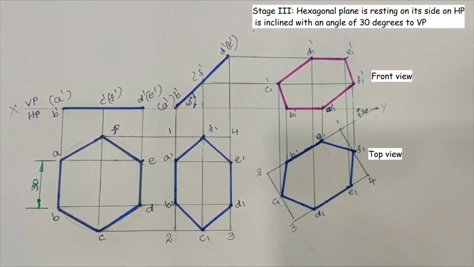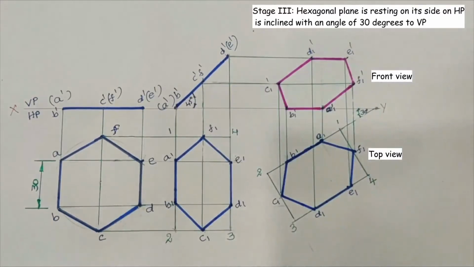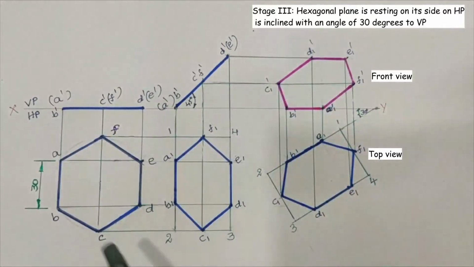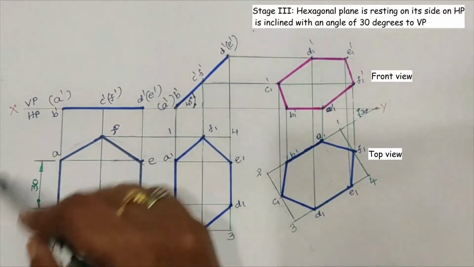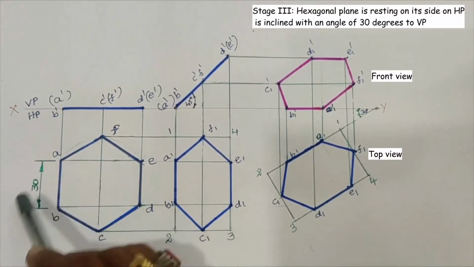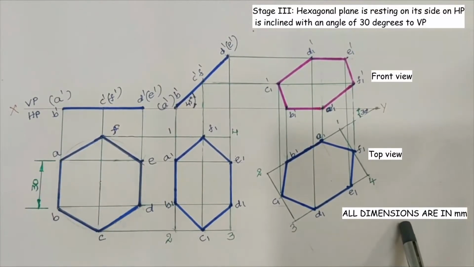Now we will see the pencil usage details. Here the top views as well as front views of the hexagonal plane are with H pencil. The projectors are with 3H pencil. Dimensioning is with 2H pencil. Related to the dimensioning details, the side length of the hexagonal plane is 30 mm. That is, all dimensions are in millimeters.